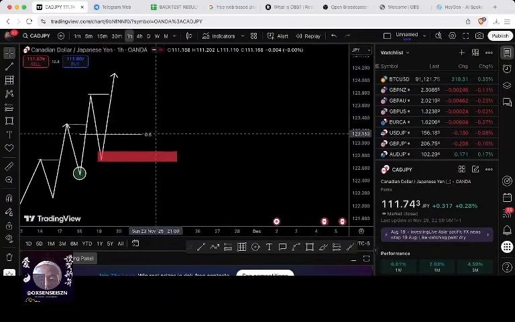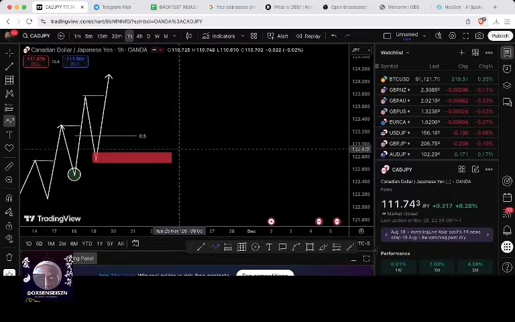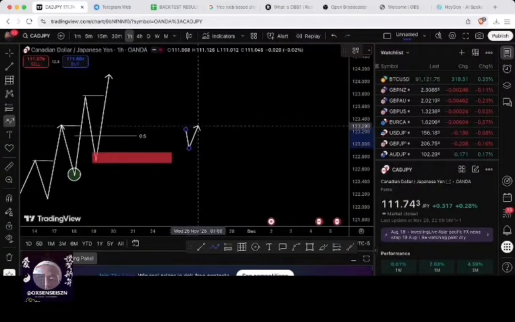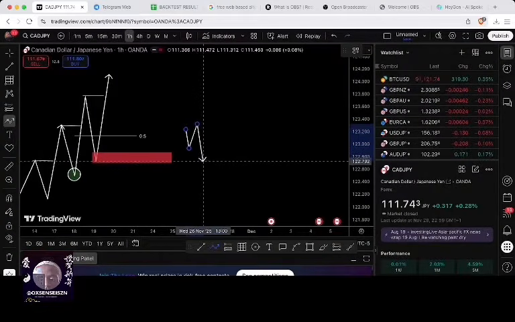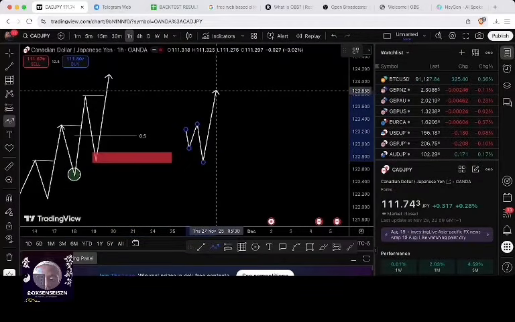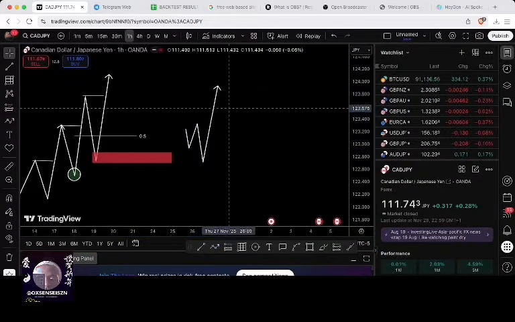Typically, when we create a range like this, the market can go on to create internal range liquidity, protecting this very low here. Then we go on to take external range liquidity.